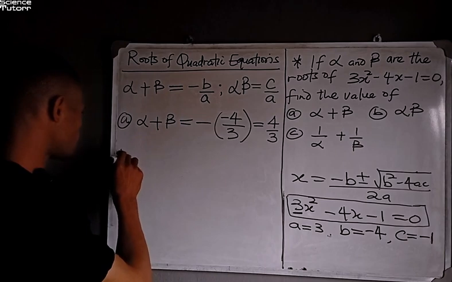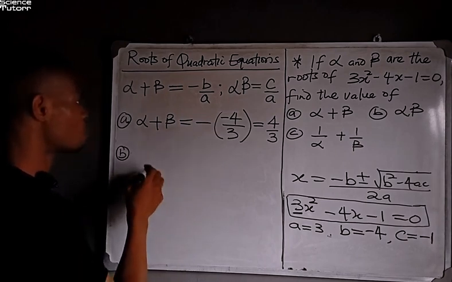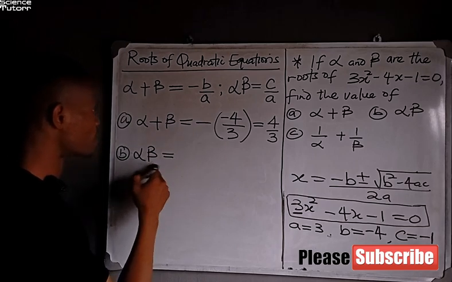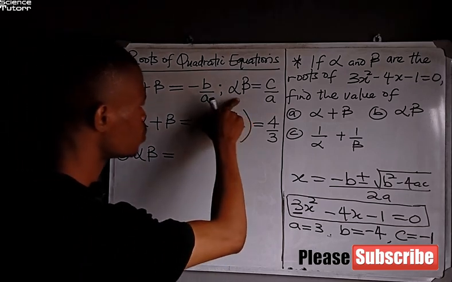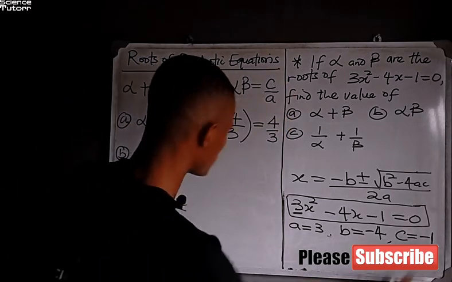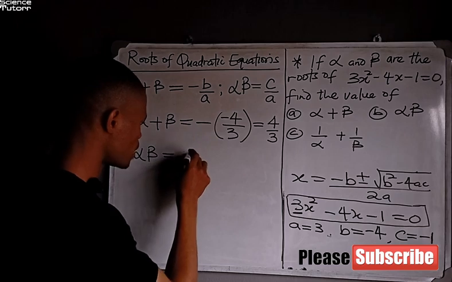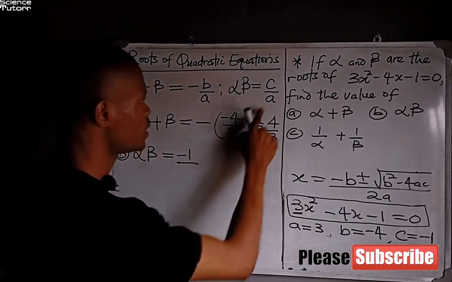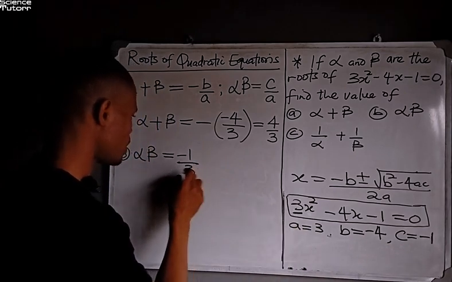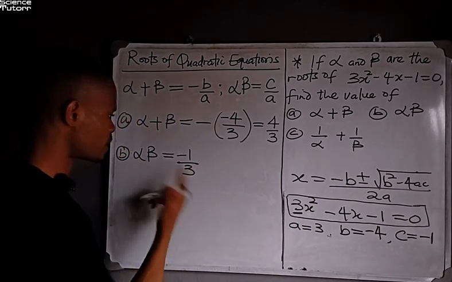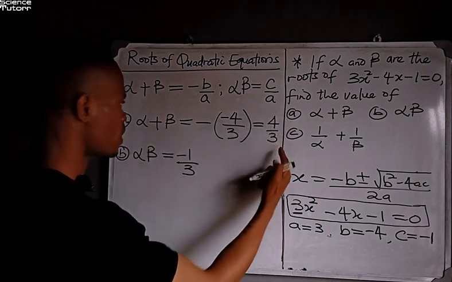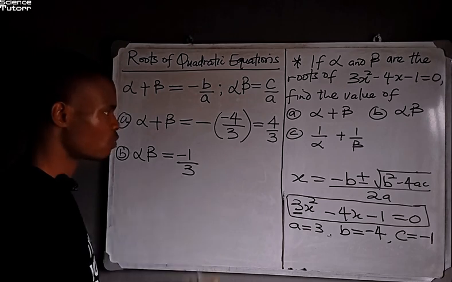Now for the second case, we are told to find alpha beta. Alpha beta, that is alpha times beta. And we know that alpha beta is c over a. What is c? c is minus 1. So we have minus 1 all over a, and a is 3. That makes alpha beta to be minus 1 over 3. Alpha plus beta is 4 over 3. Alpha beta is minus 1 over 3.